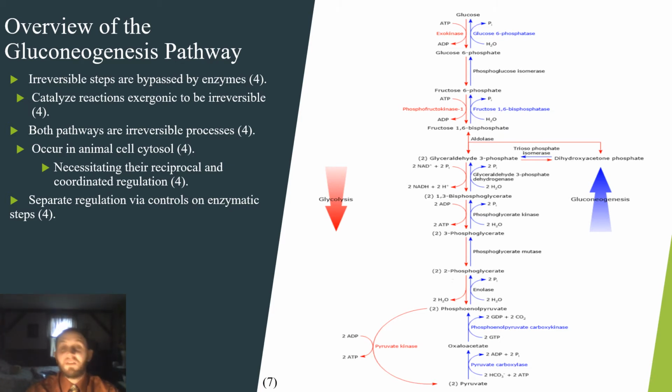So an interesting thing is in animal cells, both pathways occur largely in the cytosol, necessitating their reciprocal and coordinated regulation. So separate regulation of the 2 pathways is brought about through controls exerted on the enzymatic steps unique to each.